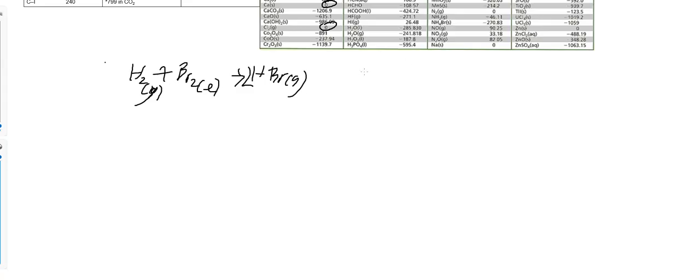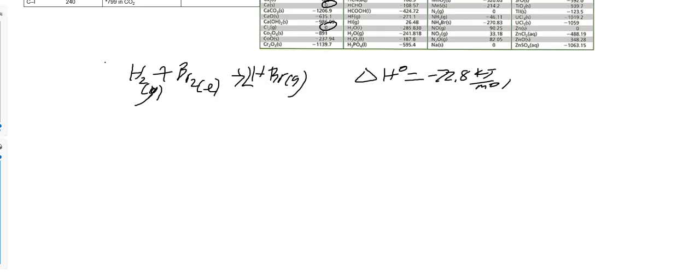We can see that the delta H naught value is approximately equal to negative 72.8 kilojoules per mole. Now, this represents forming 2 moles of HBr. However, if we cut it in half, we get 1/2 H2 plus 1/2 Br2 turns into HBr, which gives delta H naught equals negative 72.8 over 2, which is negative 36.4.